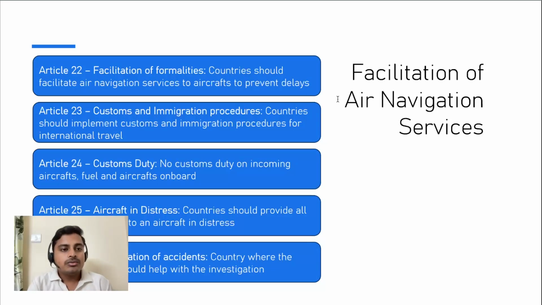Article 22, Facilitation of Formalities. So countries that signed the Chicago Convention agree to make international air travel smoother and faster, right? And that is why they should facilitate air navigation services to aircrafts to prevent delays. Basically, they should provide all the airport services, the air navigation services to the aircrafts to prevent any delays. The focus is on avoiding unnecessary delays for aircraft crew, passengers, and cargo during international flights.